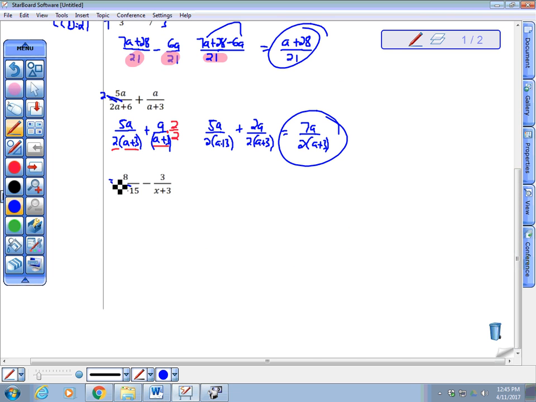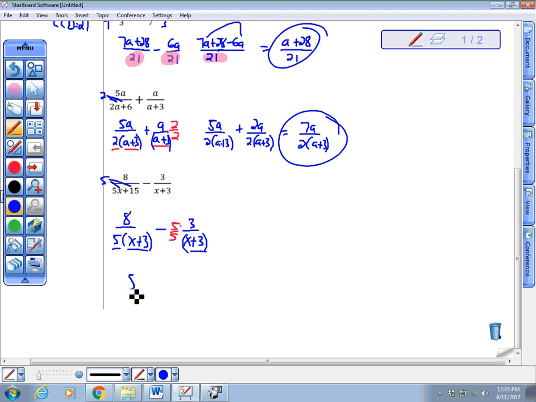This one here, if I GCF'd out a 5, I'd be left with 5 in front and x plus 3 inside the parentheses, minus 3 over x plus 3. They both have an x plus 3. This one has a 5. This one needs one, so I'm going to multiply top and bottom by 5.